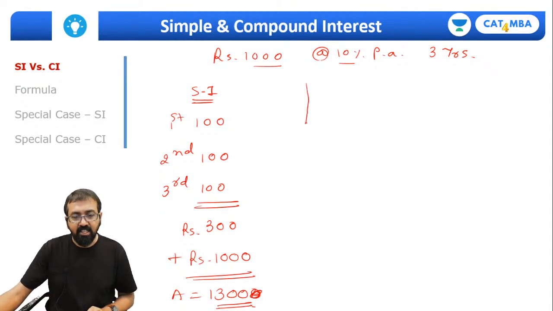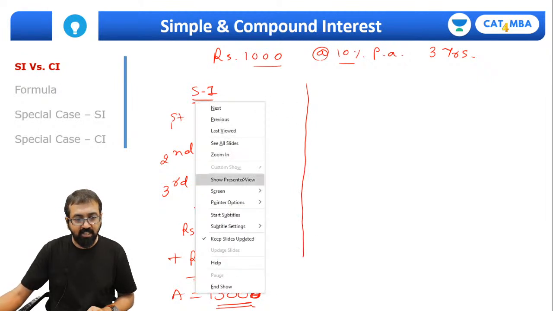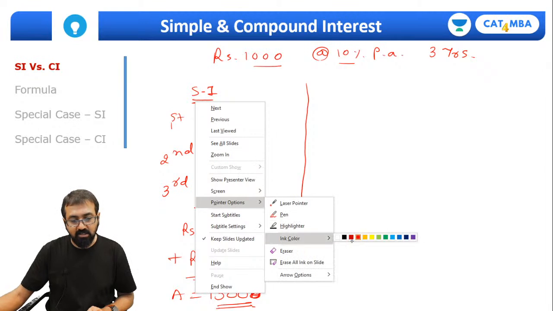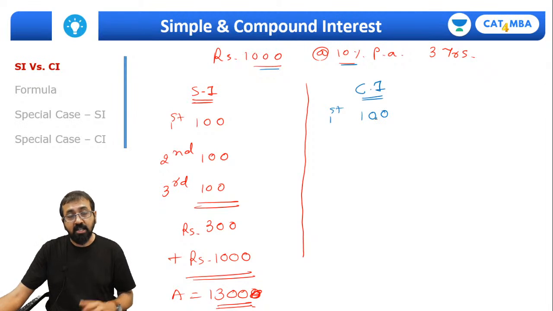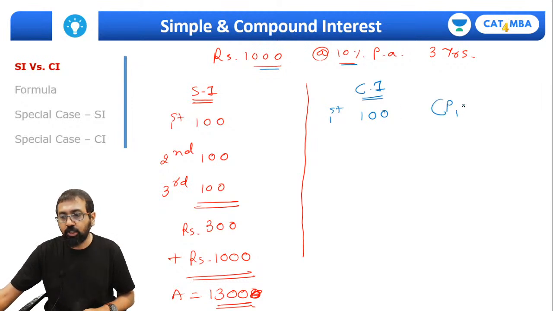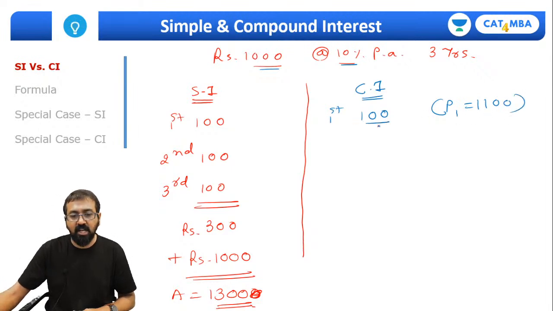Now instead, if the same amount is borrowed at compound interest, let's see what happens. In the case of compound interest, the interest for the first year will be 10% of 1000 only, that is 100. But at the end of the first year, this 100 rupees is added to the principal of 1000 rupees, and the new principal is now 1100 rupees. Why 1100 rupees? Because this 100 rupees interest has been added to the principal of 1000 rupees.